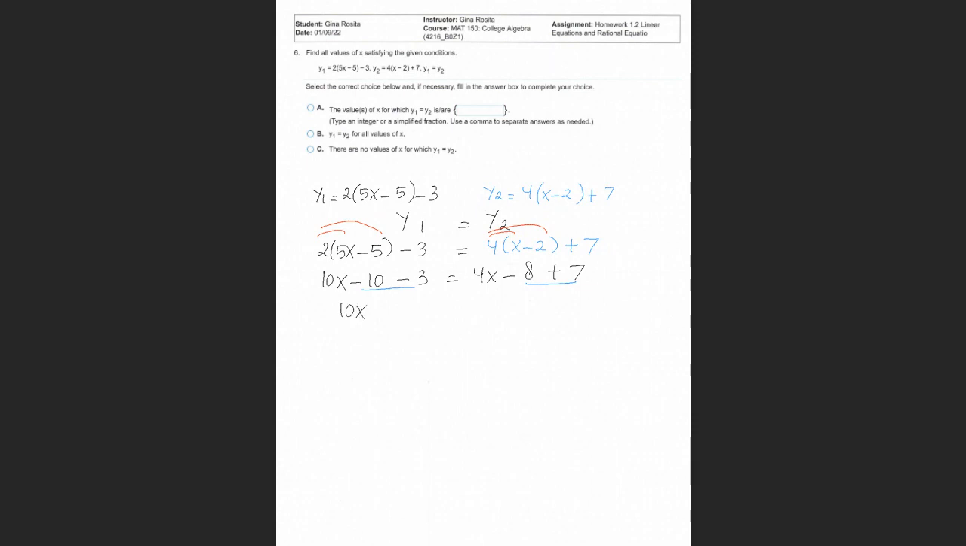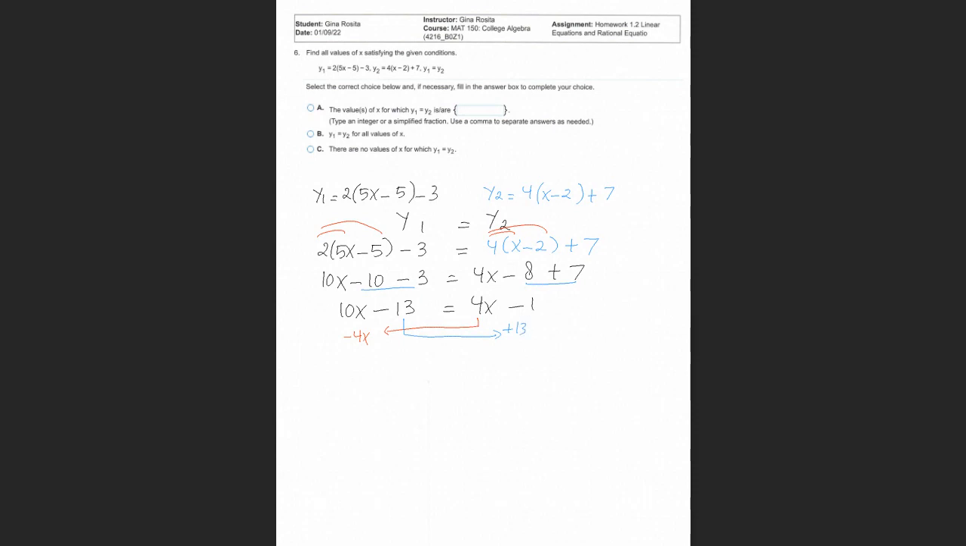Negative 10 minus 3, the answer is negative 13. Equal 4x negative 8 plus 7 is negative 1. So now, again, move together. Like terms, remember about like terms again: x with x, number with number. So I move negative 4x to the left side, it becomes negative 4x. I move negative 13 to the right side, it becomes positive 13.